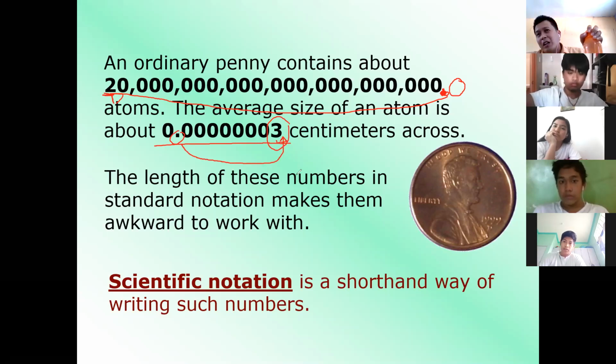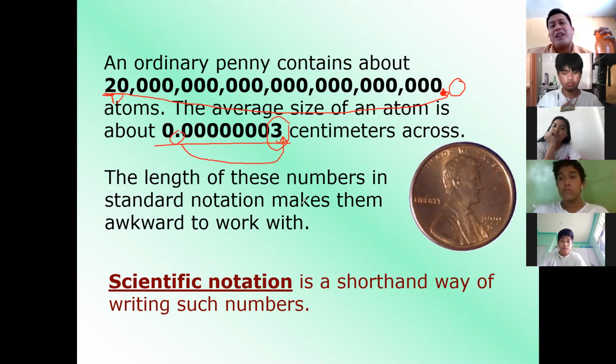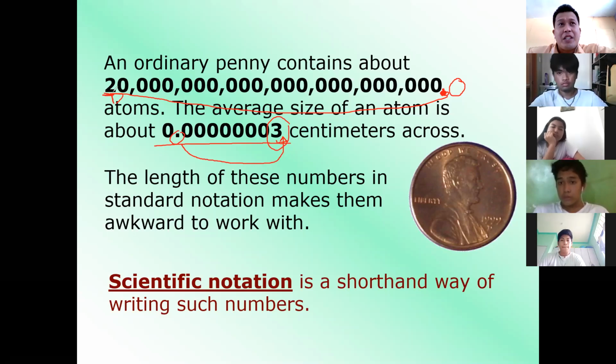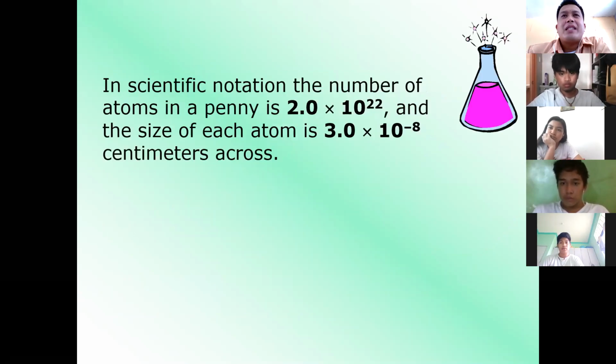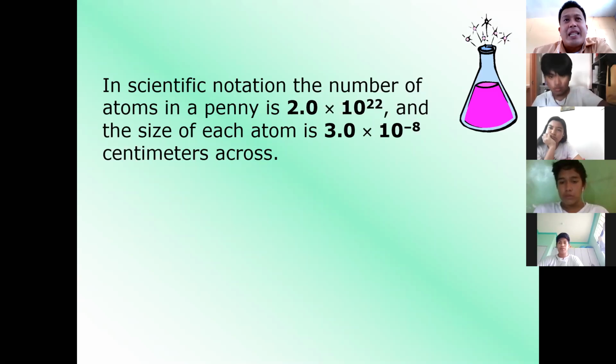As it is said in the rule, move the decimal point after the first non-zero integer, after the first significant digit. Okay? So as my first significant digit, what's the first significant here? This one. Okay? And that will end up with this number. The scientific notation of the number of atoms in a penny is 2.0 times 10 to the power 22, and the size of an atom is 3.0 times 10 to the power negative 8.